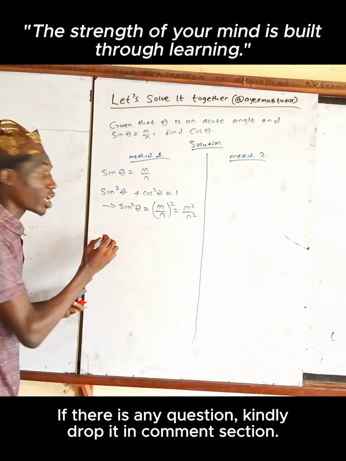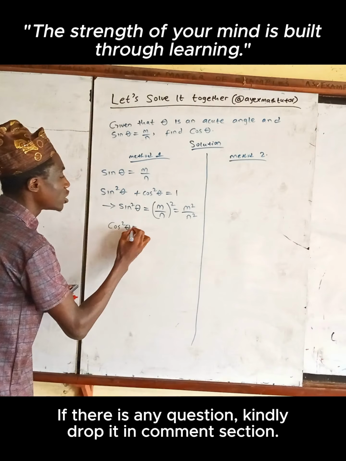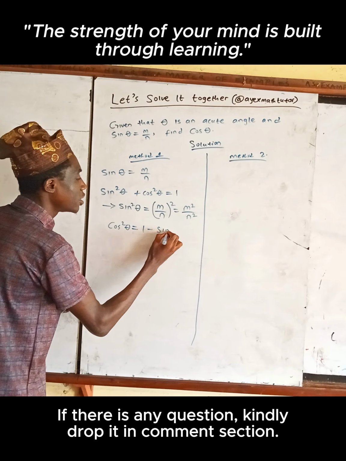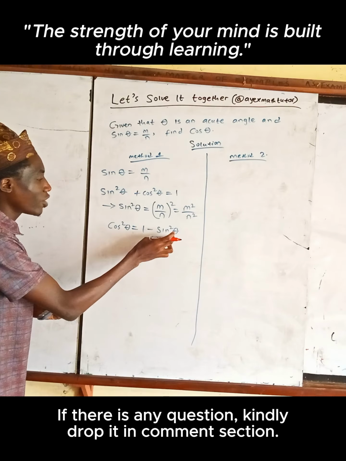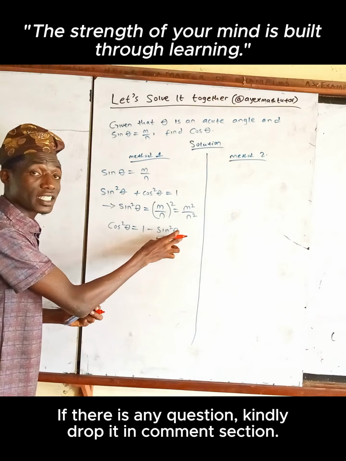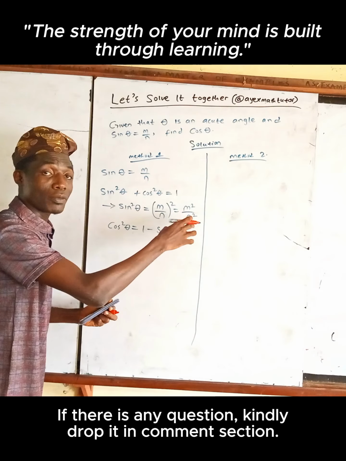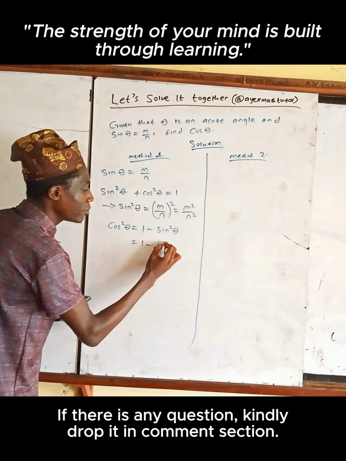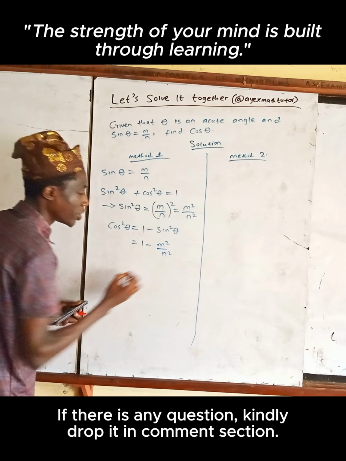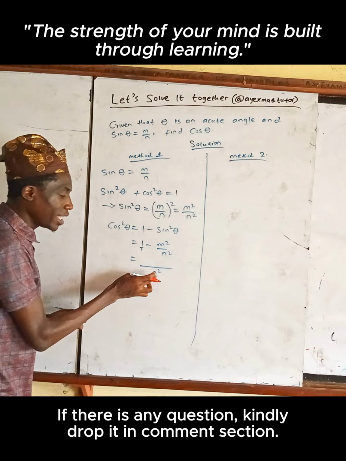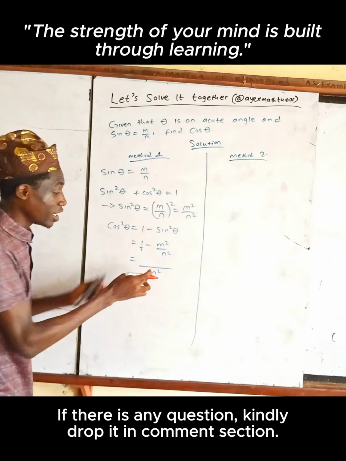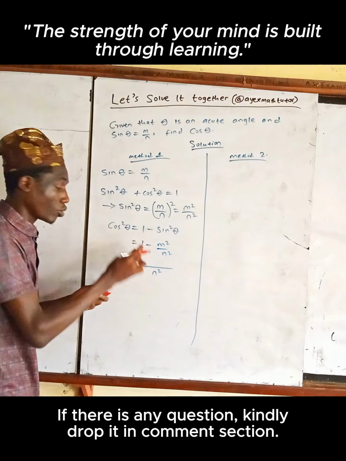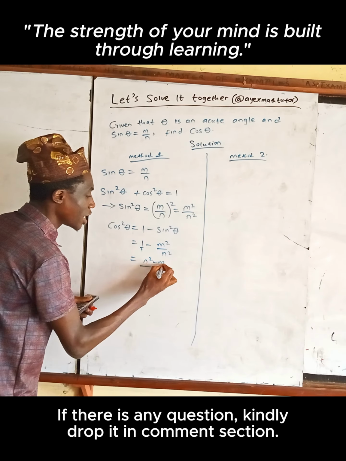If you make cos the subject of the formula, you are going to have cos square theta is equal to 1 minus sine square theta. From here, we have already found an expression for sine square theta, which is m square divided by n square. Just substitute. So you have 1 minus m square divided by n square. So you have n square into n square divided by 1, it's going to give you n square. That n square multiplies the 1 at the top, and you are going to have n square minus m square.